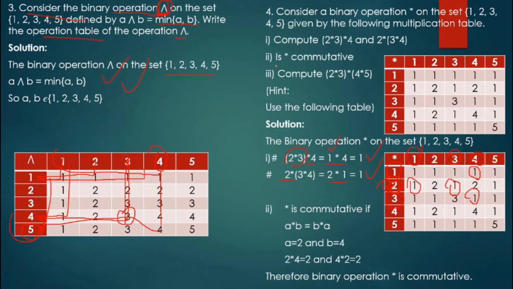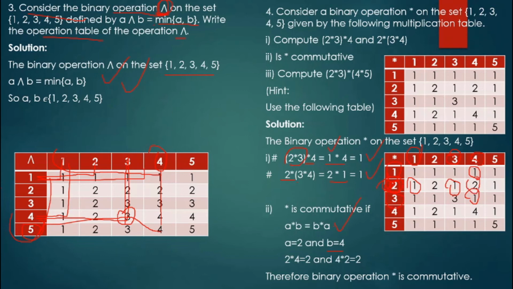Okay, next sub question: is star commutative? What does our property say for a binary operation? A star B is equal to B star A. So let us take any random values from the table. A equal to 2 and B is 4. First we'll find 2 star 4. What is 2 star 4?